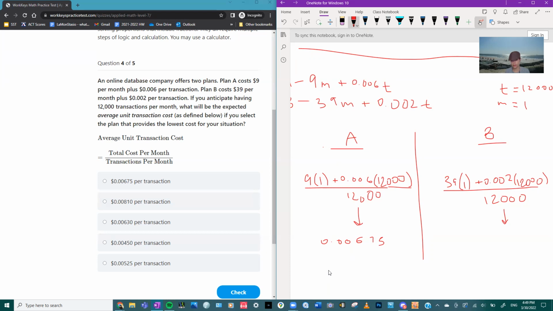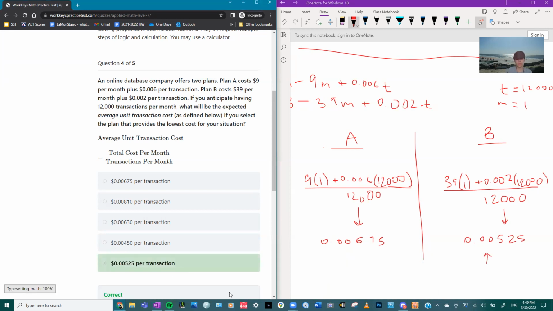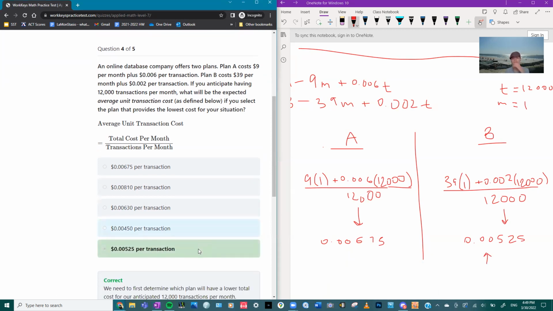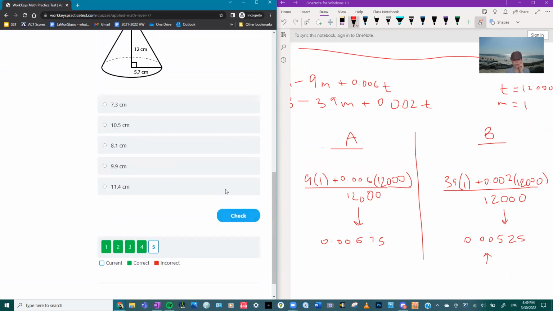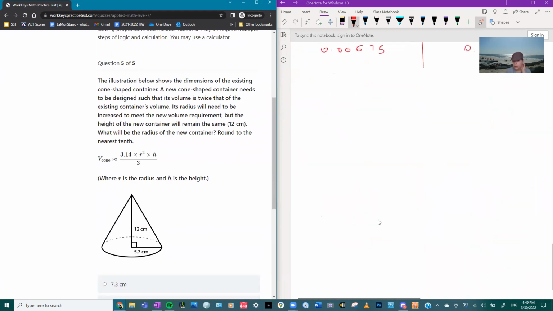All right, and this time we get 0.00525. Which one of those is less? That one. That's the answer. Right? There we go. So that one to me seemed the hardest. You just had to make these expressions and know what T and M equaled by what they told you, and then figure out which one's cheaper. All right. Now, last one.